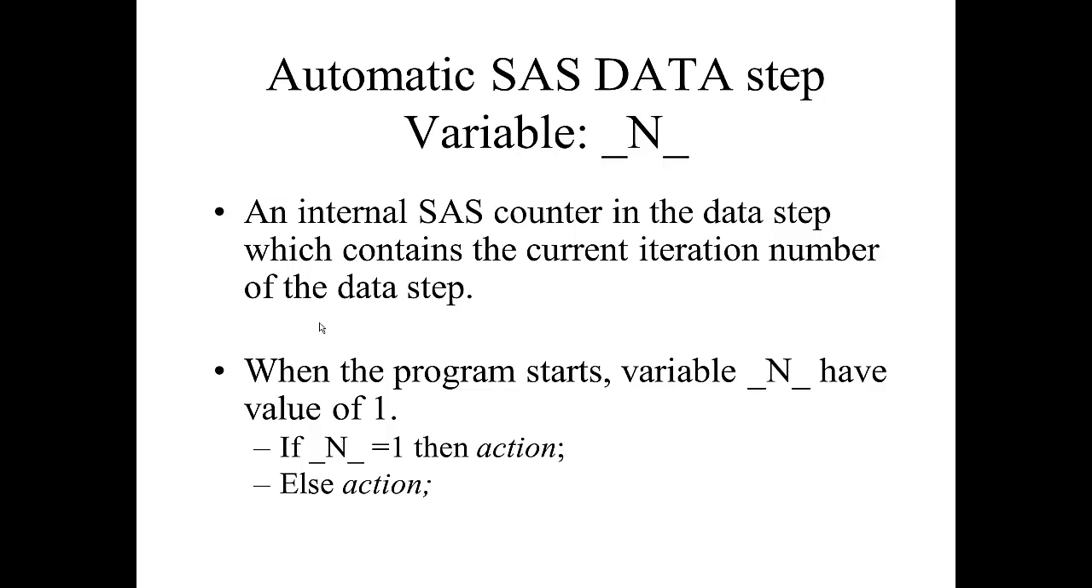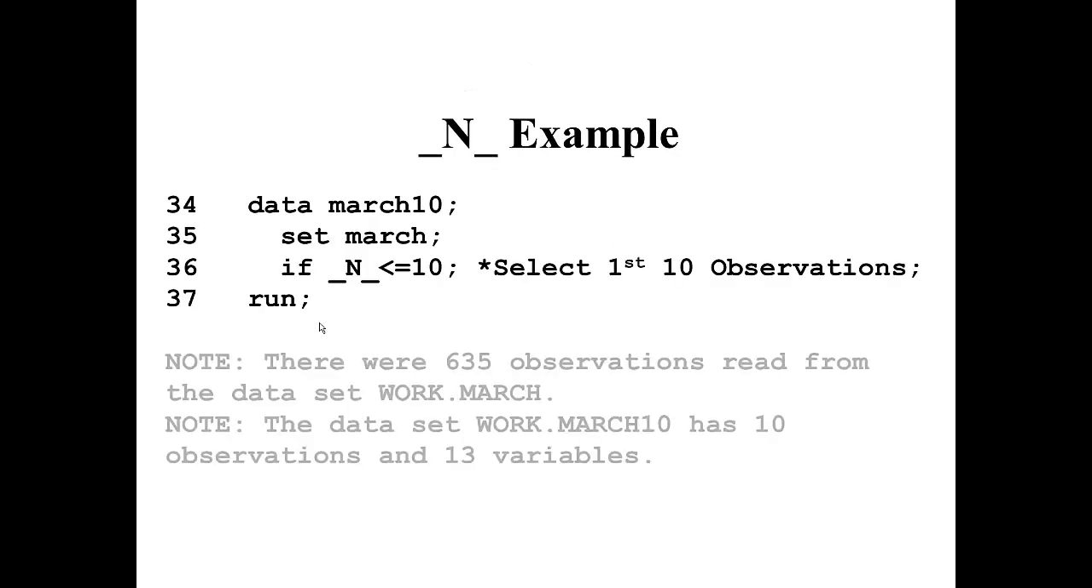And you can actually use _n_ as a variable in the data step. So you could write an if-then statement. For example, if _n_ equals 1, then take some kind of action. Here is an example of how we use this automatic SAS variable in a data step.